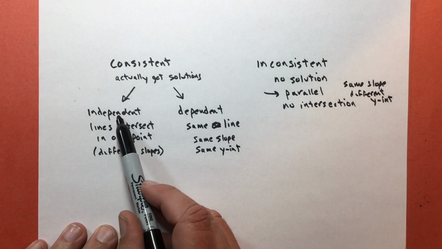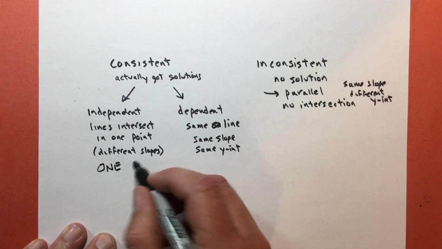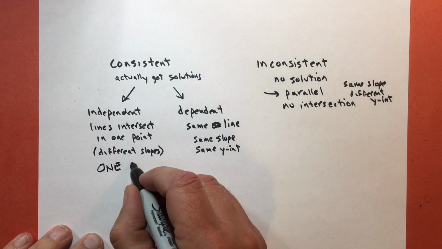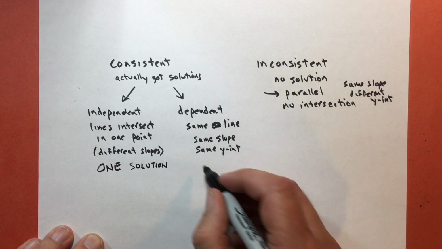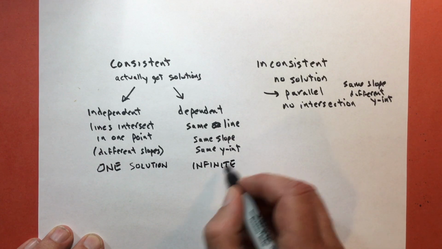If I get independent, I just get one solution. If they are dependent, you get infinite solutions.